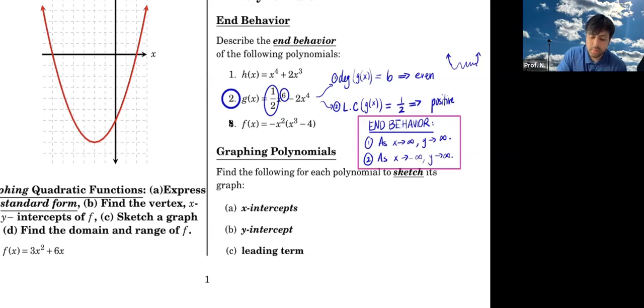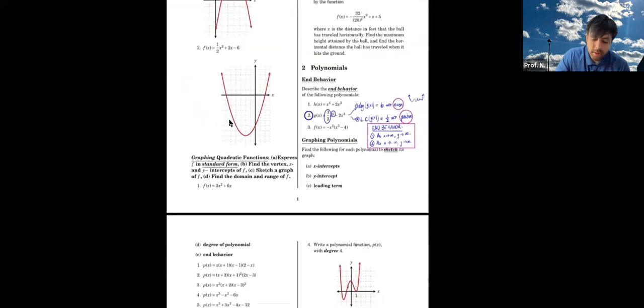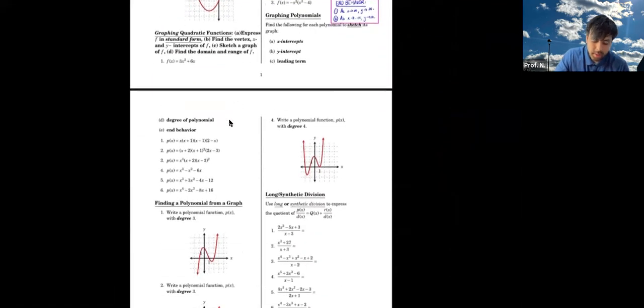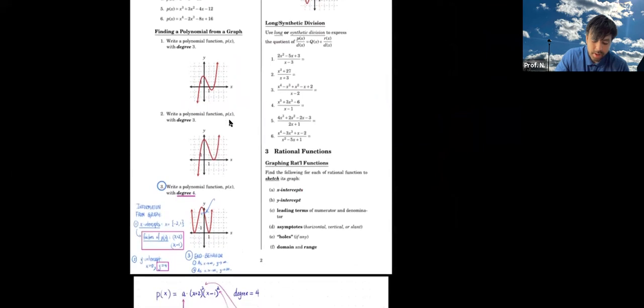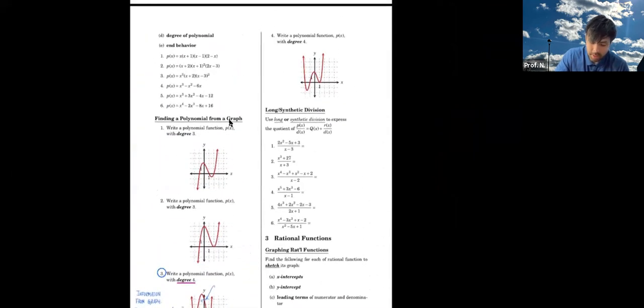All right? Any questions about that? So again, it's all about the degree, and it's all about the leading coefficient. If you know those pieces of information, then you can figure out the end behavior. And there's only 4 scenarios that you have to consider. Okay, so that's end behavior. So we've done end behavior. We've done finding a polynomial from a graph. What else, guys? What else do you have in mind here?